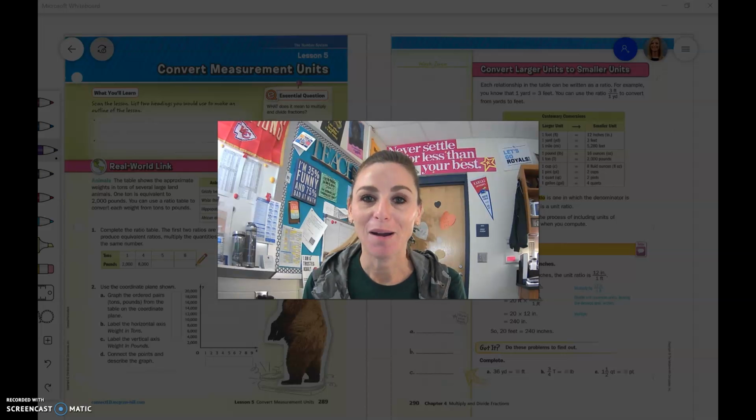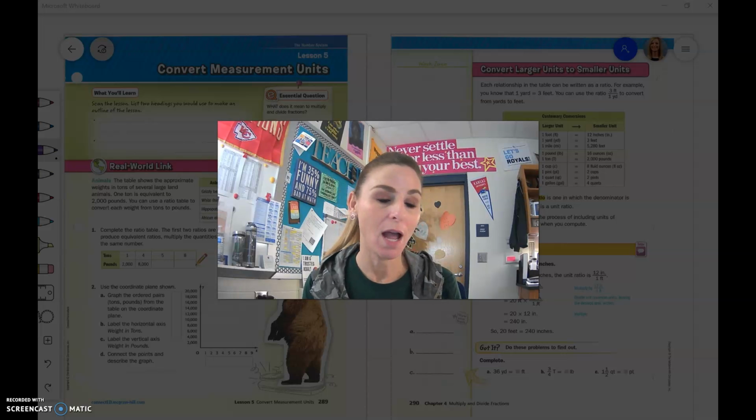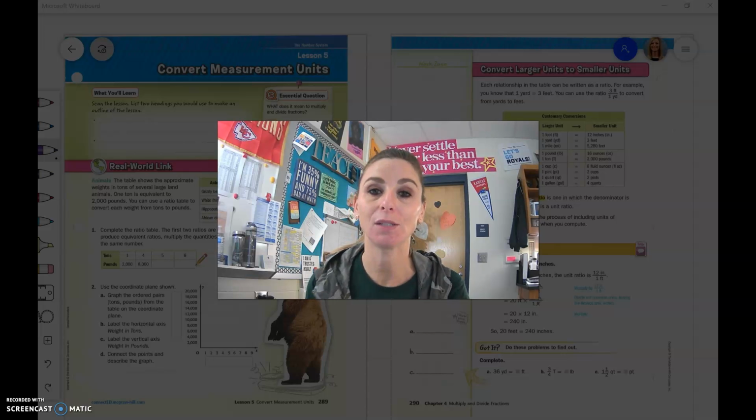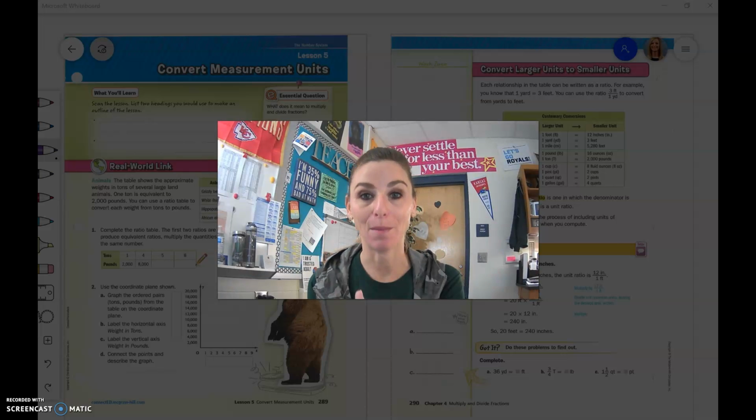Okay, hi, here we are again at Chapter 4, Lesson 5, and we are working on converting metric units. So basically what we're going to be doing is taking larger units of measurement and trying to convert them to smaller units. For example, taking a mile and figuring out how many feet are in that mile.